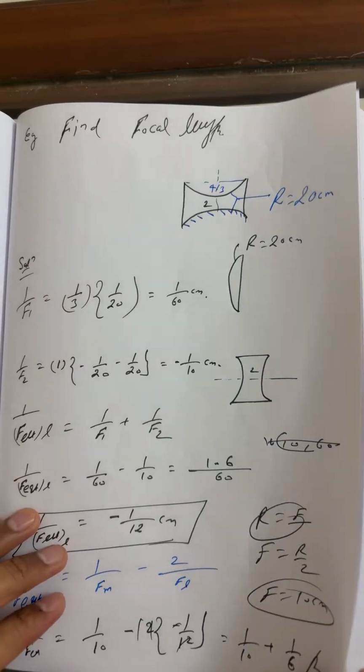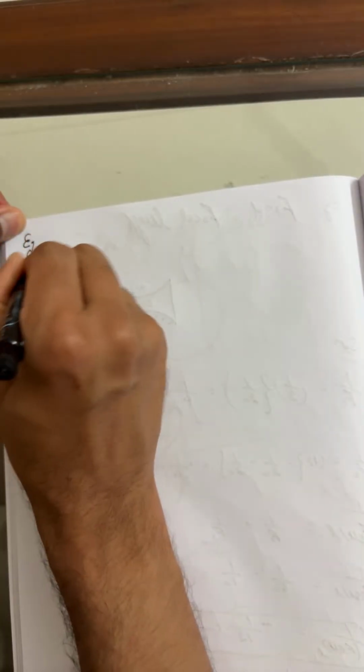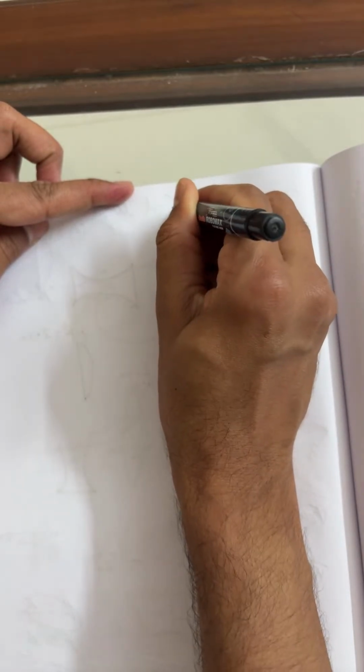Right. Now beta, I'm going to give you the next numerical. This is your homework, beta ji, because I'm going to stop the live session very soon. So this is your homework numerical.